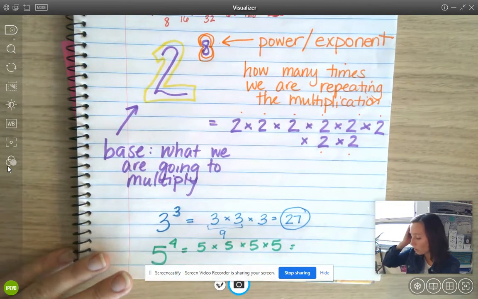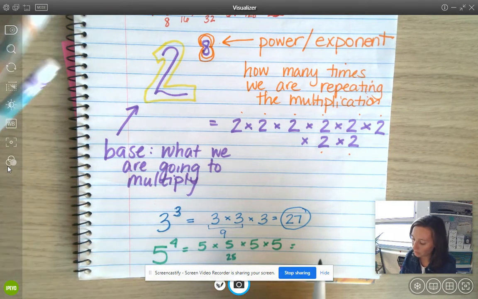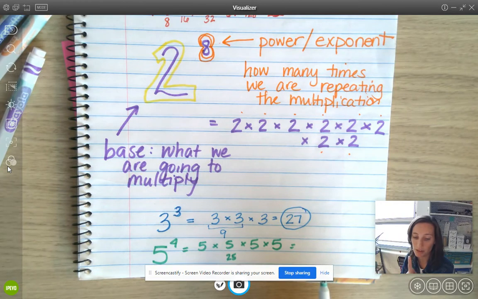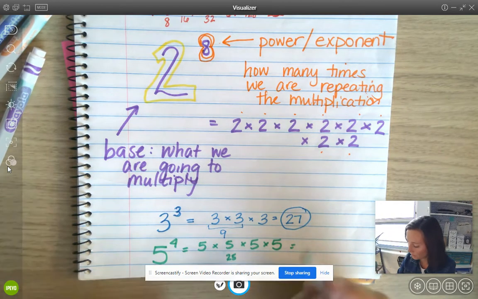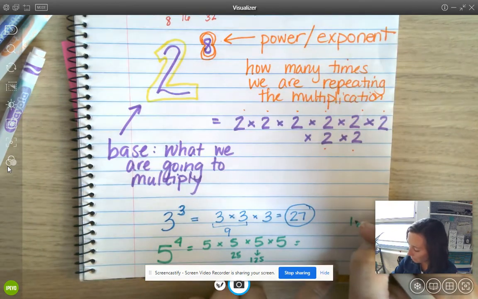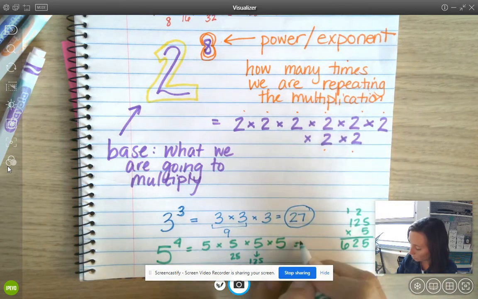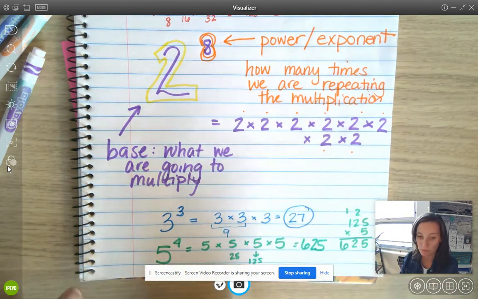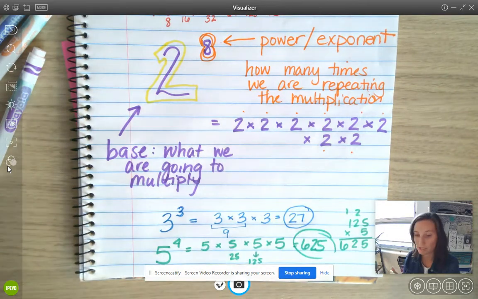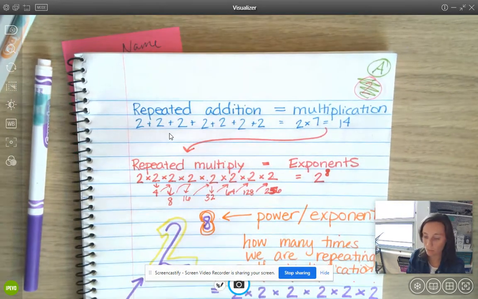Okay, so 5 times 5 is 25. 25 times 5, well, I can count by 25 5 times. 25, 50, 75, 100, 125. So then lastly, 125 times 5. Can do that off to the side. 625. So 5 to the fourth power is 625, and that is exponents, which are repeated multiplication.